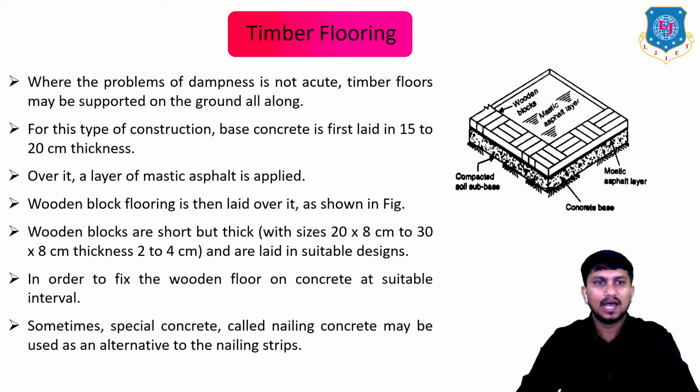Now let's see how you can construct solid timber flooring. Where the problem of dampness is not acute, timber floors may be supported on the ground all along. For this type of construction, base concrete is first laid in 15 to 20 centimeter thickness. Over this base concrete, a layer of mastic asphalt is applied. Wooden block flooring is then laid over it, as shown in this figure. Wooden blocks are short but thick, having size 20 by 8 centimeter to 30 by 8 centimeter and thickness of 2 to 4 centimeter.